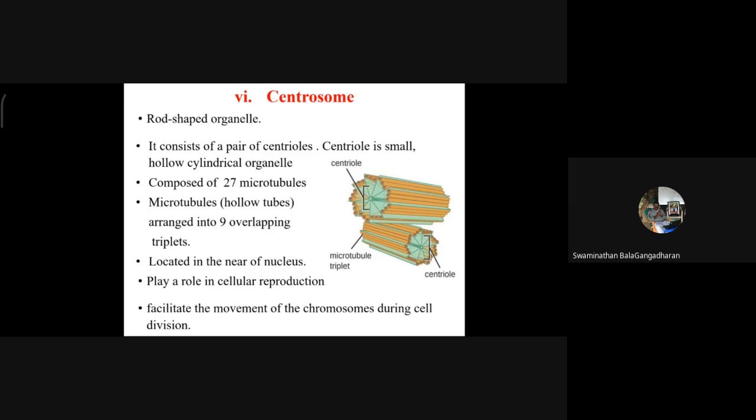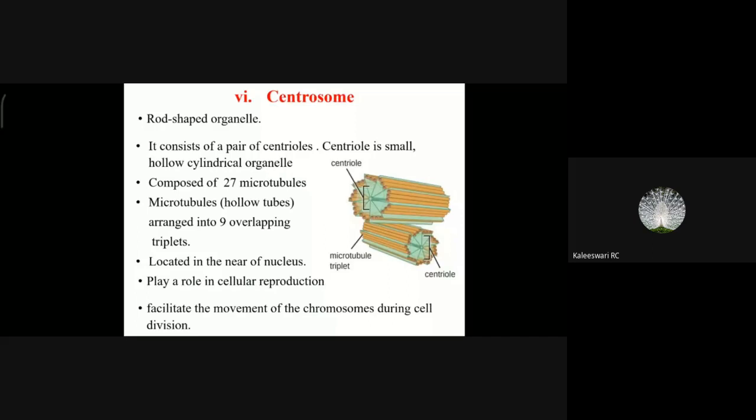So how many centrosomes are there in a bundle? 27, ma'am. 27, yes, ma'am. Very good. 27 centrosomes are present in each bundle. Each plate contains 3 centrosomes, and every bundle of centrosome contains 9 plates. So 27 centrosomes are present in a bundle of centrosome.